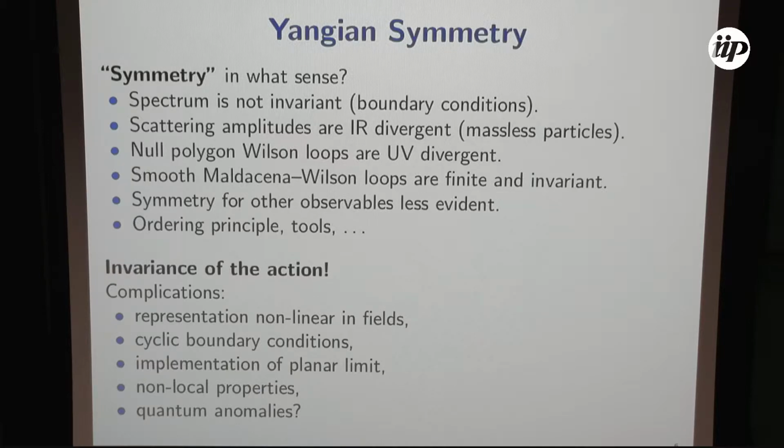It's not really clear how to implement the planar limit at the level of the action, because the action is some object where you don't really have a planar limit, whereas the planar limit usually just restricts the Feynman diagrams that you will be looking at, and so it's not so clear how to impose the planar limit on the action. There are also some non-local properties which are not so clear how to deal with concerning the Yangian and the action, and eventually, even if you could show that the action is classically invariant, there may still be quantum anomalies which you should consider at some point.